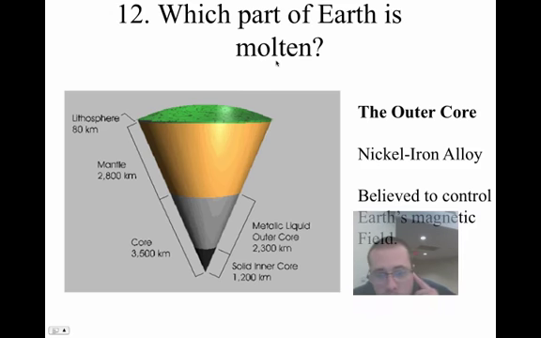So we've kind of touched on this already, but the outer core is the part of Earth that is molten. We think it's a nickel-iron alloy, which just means a combination, really. And we believe that this controls the Earth's magnetic field. The movement of this liquid, or flowing of this metallic liquid, controls the Earth's magnetic field.